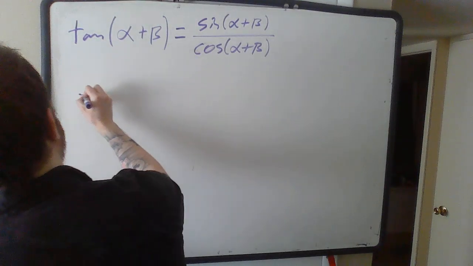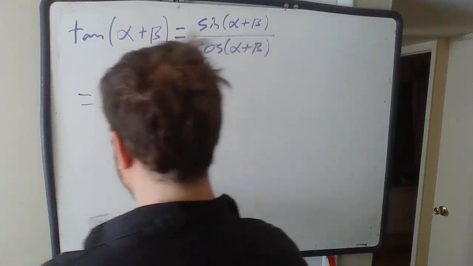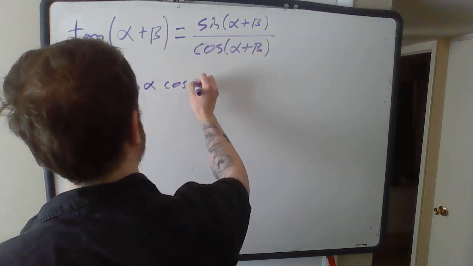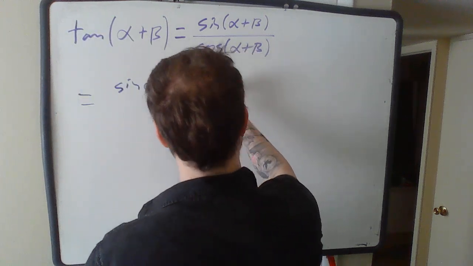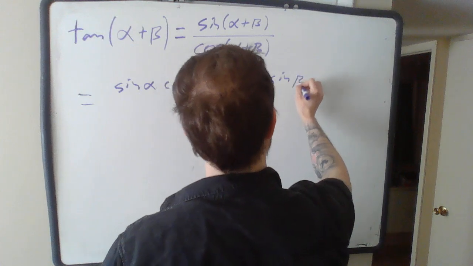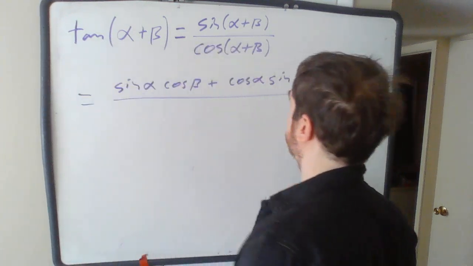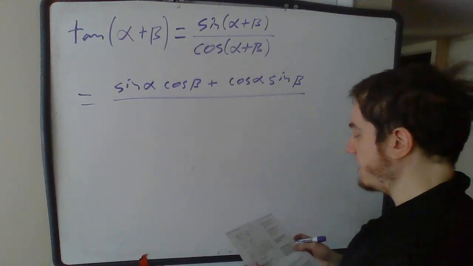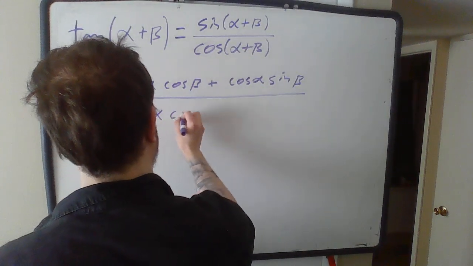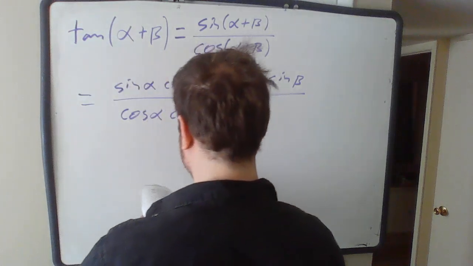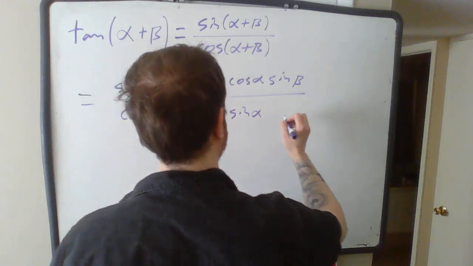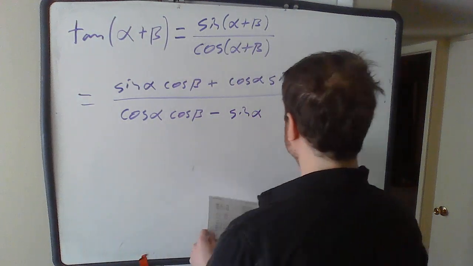And if I do that, I'm going to get sine alpha cosine beta plus cosine alpha sine beta, and then all of that is going to be divided by cosine alpha cosine beta minus sine alpha sine beta.